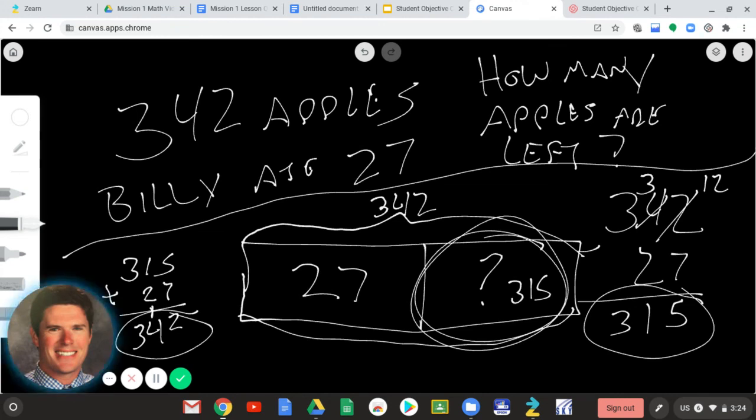Okay. So, in summary, subtraction, we're borrowing. And then we're going to have to set up a tape diagram with it. But the difference with a tape diagram and with subtraction is we know the total and we know at least one of the pieces. And then we have to figure out the missing piece.